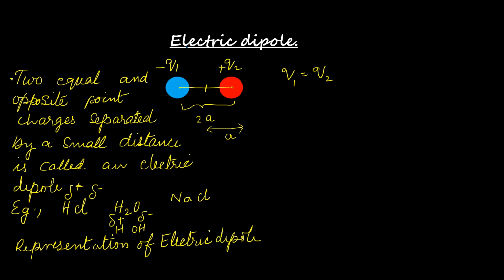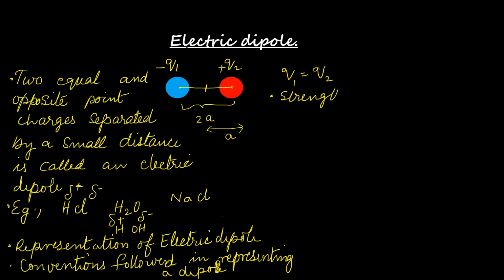So we have seen the definition, we have seen an example, now representation. It is represented following certain conventions. The negative charge is always on the left hand side and positive charge on the right hand side. The distance between the charges is measured from the center of one charge to that of the other charge, and that distance is always represented as 2a. So we have seen the conventions followed while representing the electric dipole.